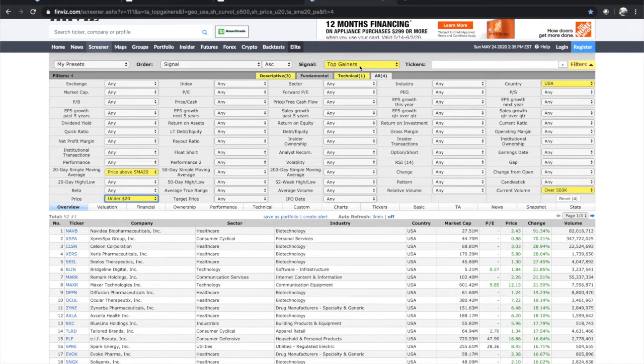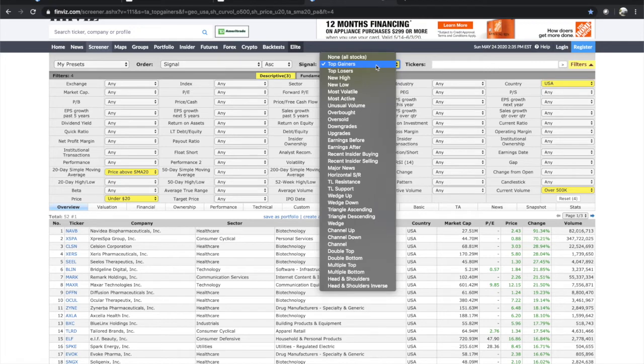At the top, I changed the signals to the top gainers. So from all the stocks in the world on the American stock market, I want the top gainers. Now you can move around with this. If you're into options, you can go to most volatile. If you need something with a lot more volume, you're going to go to more active, upgrades, downgrades, oversold, overbought. So you can kind of switch back and forth.